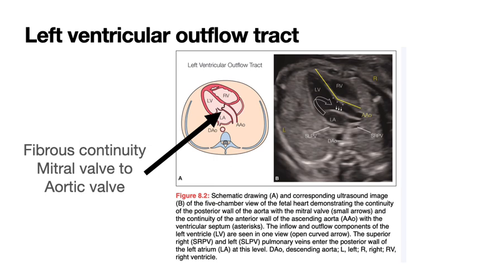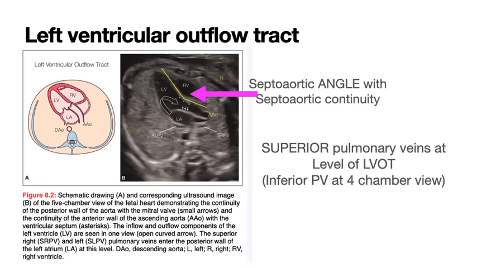The other thing you can tell from the picture is that angle between the ascending aorta and the septum. And that is called the septo-aortic angle. So 1, you can tell that there is an angle there. It's not a straight line. And 2, there is septo-aortic continuity, meaning the line of the septum and the line of the ascending aorta are together. There's no gaps in it.